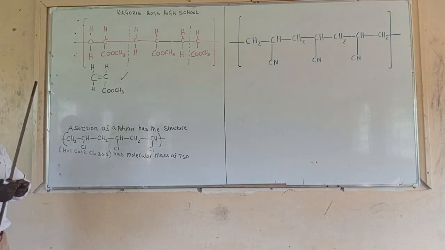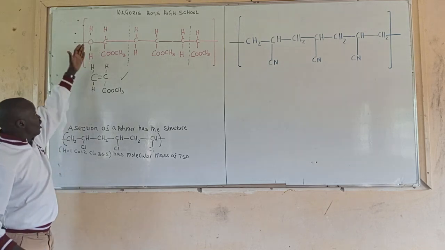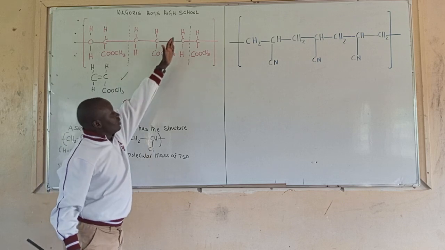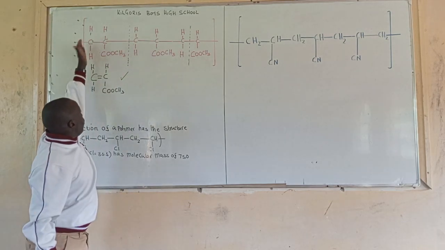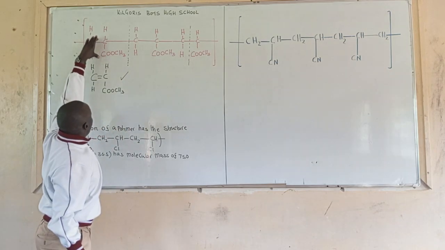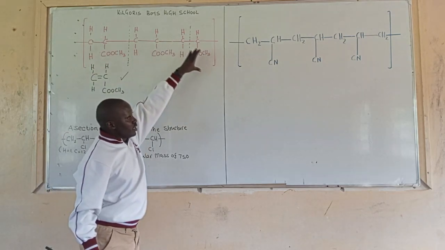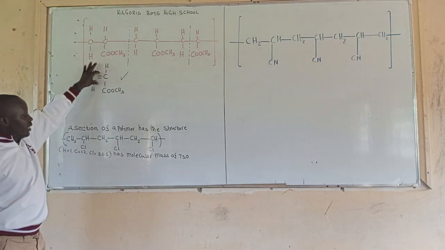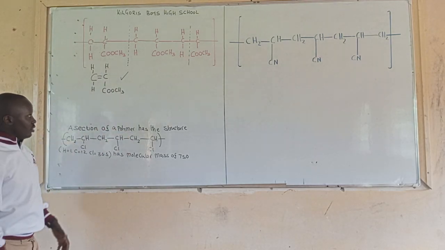So what I've said, you just check where there is a repetition. Hydrogen has been repeated here. This hydrogen again has been repeated there. Then what you do, just have a boundary here. You have a boundary here. So this is a monomer, that one is a monomer. The only thing you must indicate is the double bond. These are very simple structures to draw.